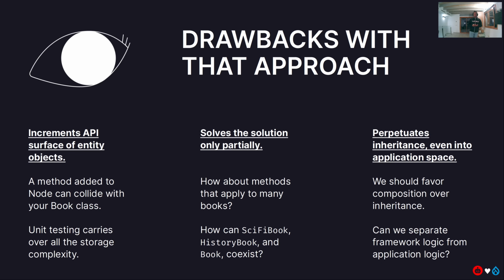The things that I don't like about that approach are that first, it increments the API of the entity objects. So what that means is that when you do node load, now it returns a node, and with that patch in the future, you will be able to say, no, it returns a book, and then add some methods to the book class. But it will still be extending from the node, meaning that you will now have in the book class all of the methods of the node plus your custom methods.